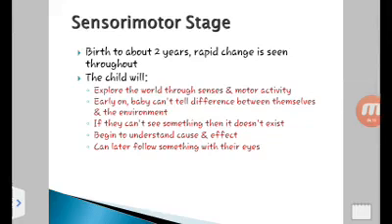Now, the sensorimotor stage is from birth to about 2 years. According to him, rapid change is seen throughout this stage, and the child will first explore the world through senses and motor activities. Early on, a baby cannot tell the difference between themselves and the environment. If they can't see something, then it doesn't exist, and they begin to understand cause and effect, and can later follow something with their eyes.